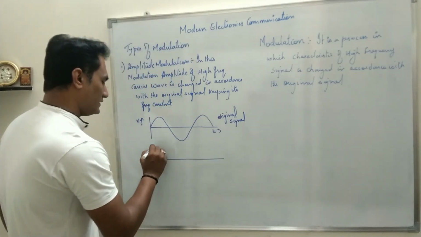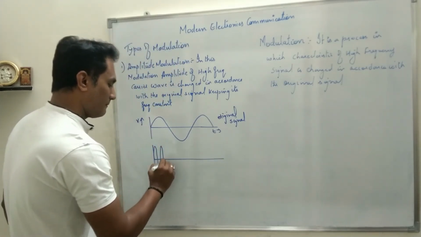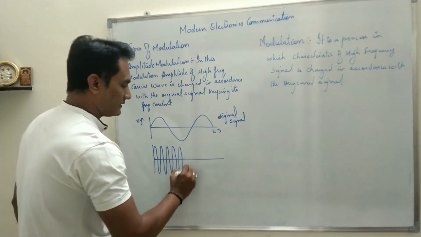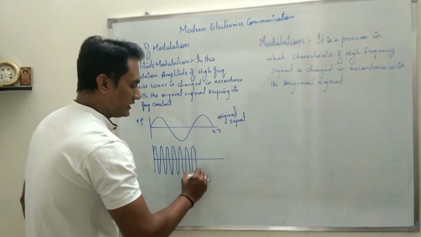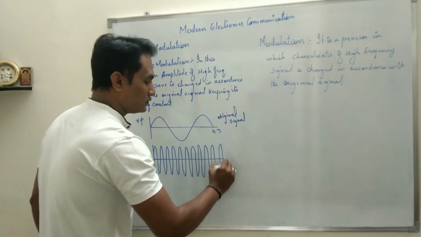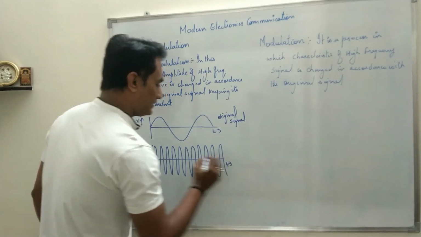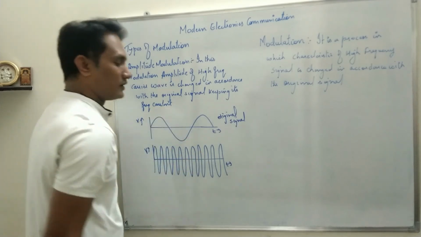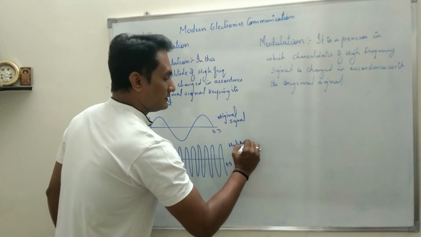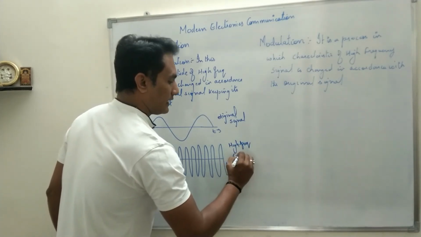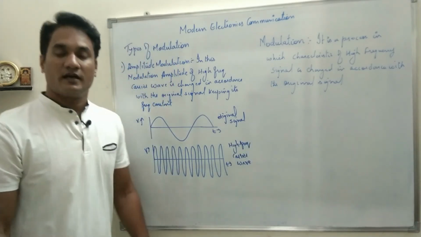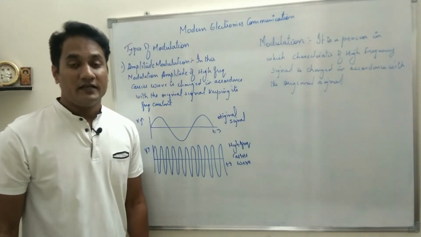Then we have a high frequency carrier wave, and we have to modulate these two, that is, mix these two signals. This is time period, this is V. So this is the high frequency carrier wave.